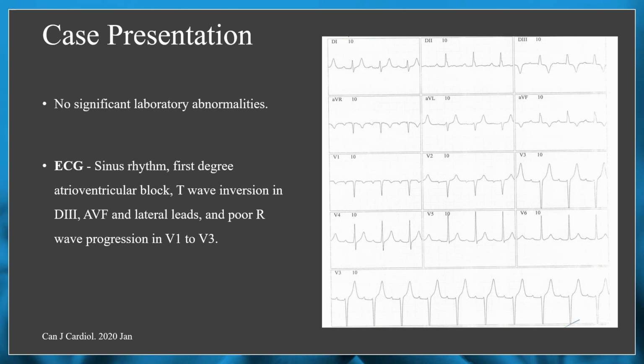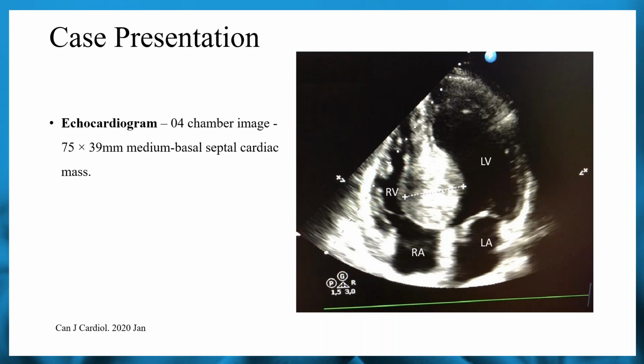He had no significant laboratory abnormalities, but the electrocardiogram, I think you can see, the image is not really good, but had sinus rhythm, first degree atrioventricular block, P waves inversion in D3 and AVF, and there's also a poor R wave progression in V1 to V3. So the investigation proceeded with the echocardiogram. Here we can see a 4-chamber image with the mass measuring 75 by 39 millimeters in the interventricular septum.